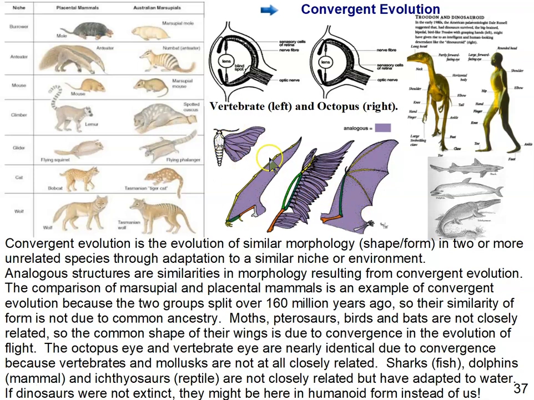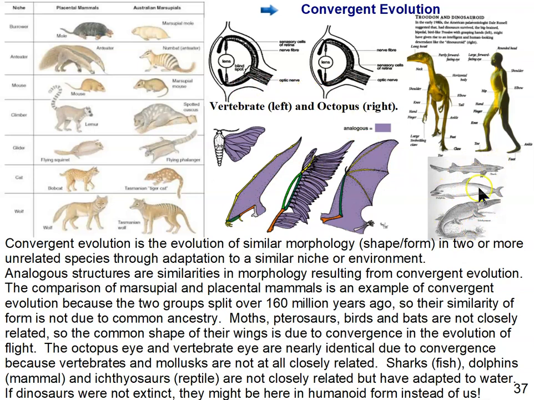So the wings don't have similar morphology because of common ancestry. These species are very, very distantly related to each other. They have similar morphology because they've all adapted to the function of flight. That's the idea of convergent evolution. The evolution of the wing structure here has converged to allow these species to be able to fly.